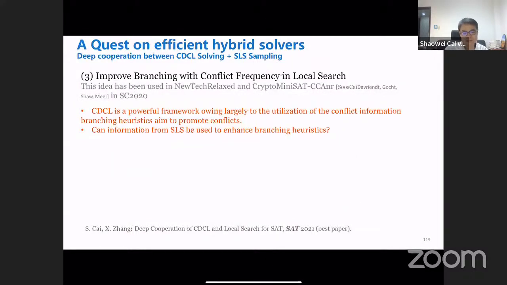This best one also plays an important role in the rephasing. Finally, we can also improve the branching heuristics by the conflict frequency in local search.